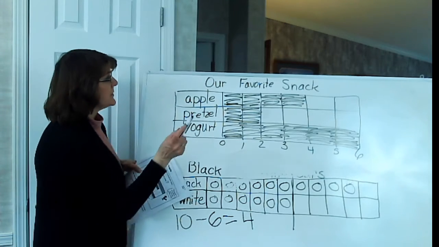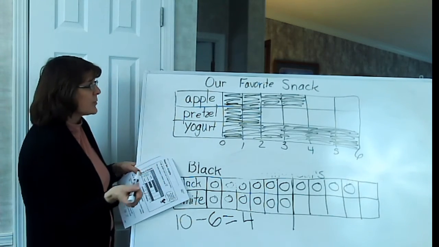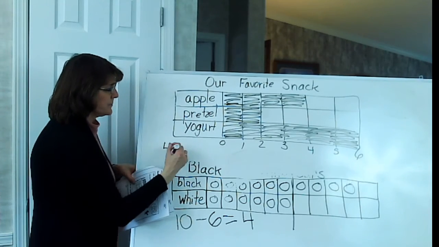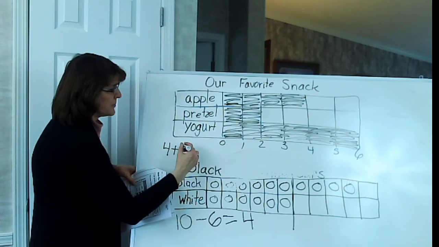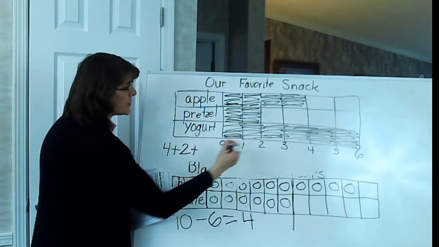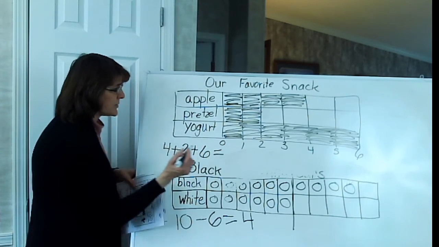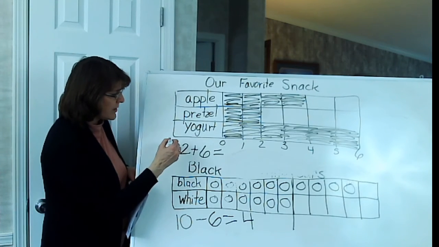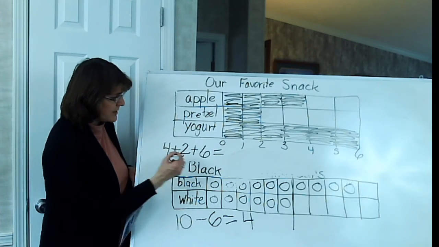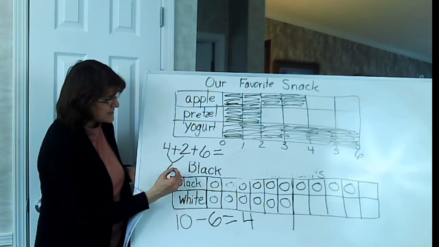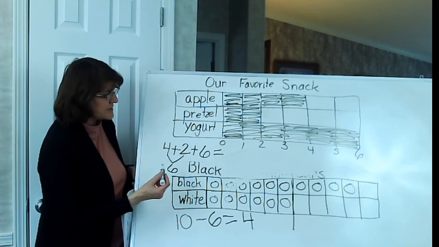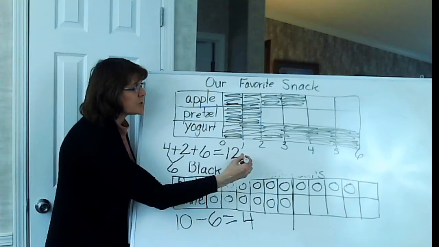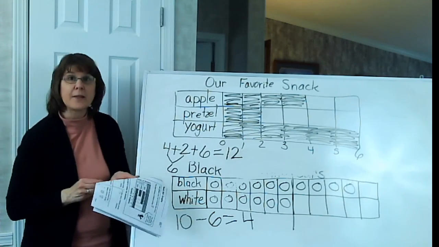We could also ask how many altogether. We can make our 3-part addition. So let's start with apples, which would be 4, plus pretzels, which would be 2, plus yogurt, which would be 6, equals. Now, we want to pick 2 numbers to start with first, and we'll make our little arrow. So we'll make this one right here. 4 plus 2 is 6, and then we still have to add our other 6, and that's a double. 6 plus 6 is 12. So there were 12 kids represented on this graph.